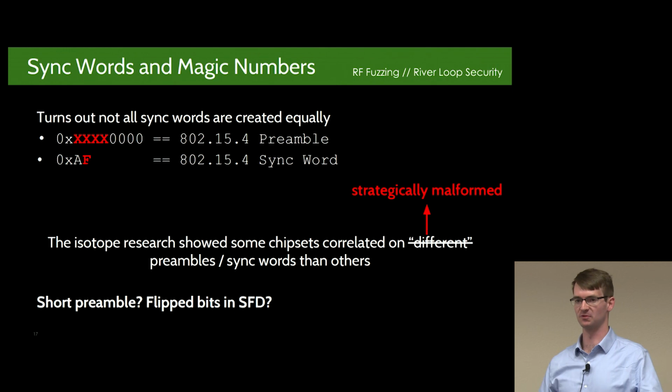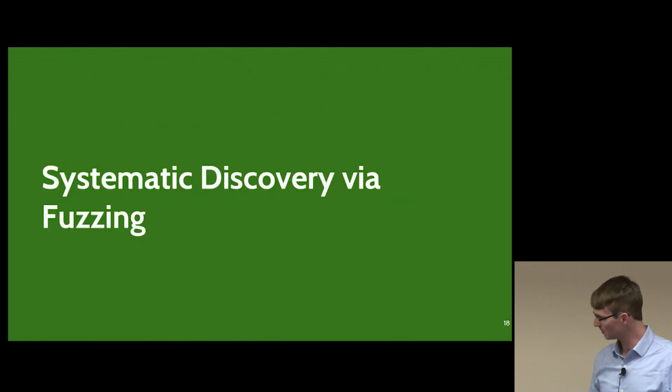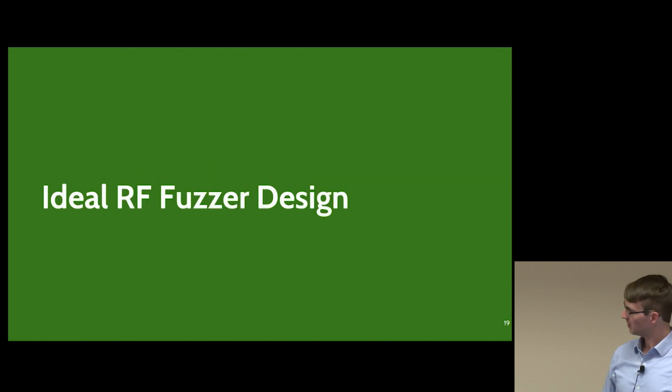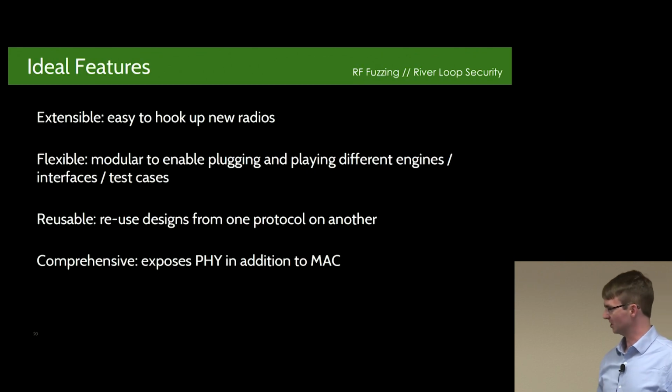So again, more motivation for why we wrote this fuzzer. And obviously the power of this is that with fuzzing, we can automate discovery of this and hopefully rain bugs. So let's talk about the ideal design of the fuzzer, at least as we conceived it.